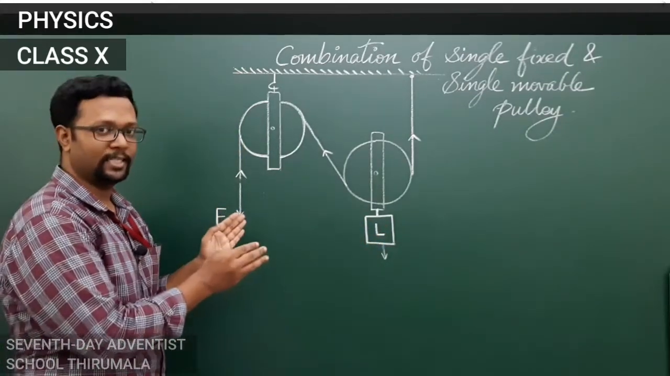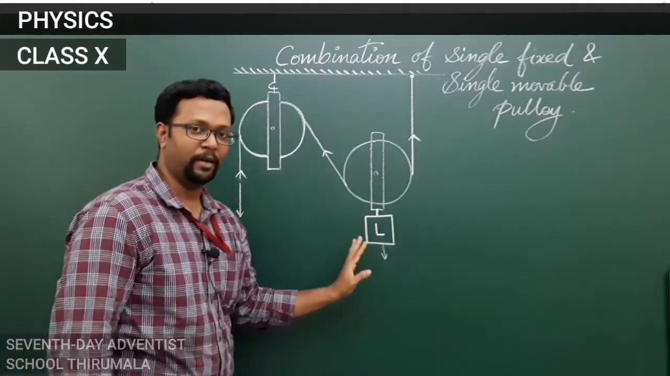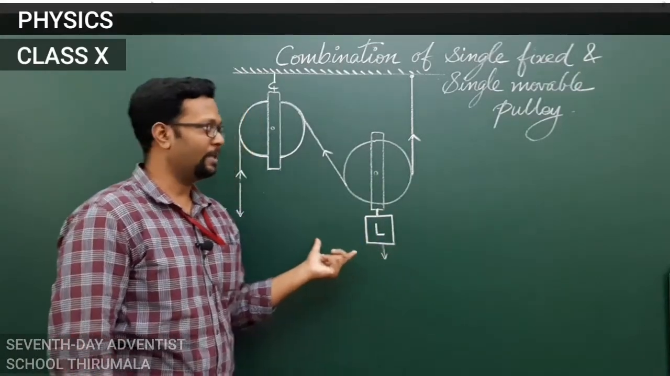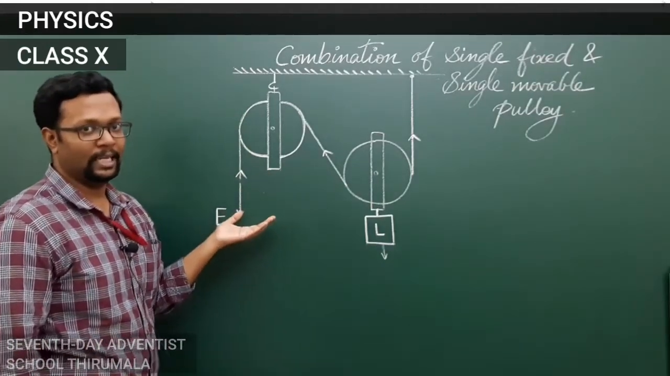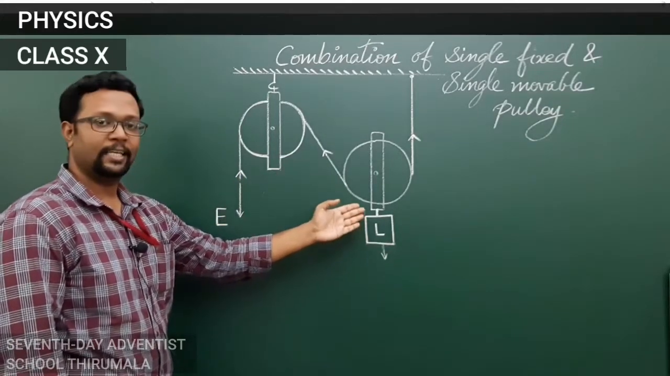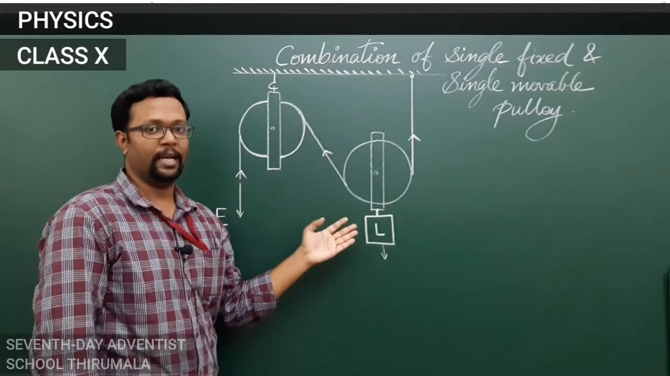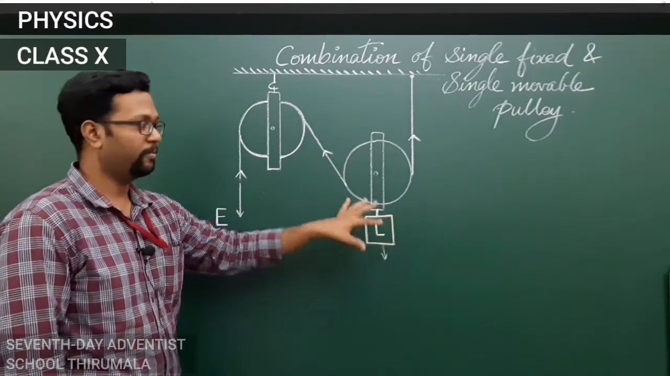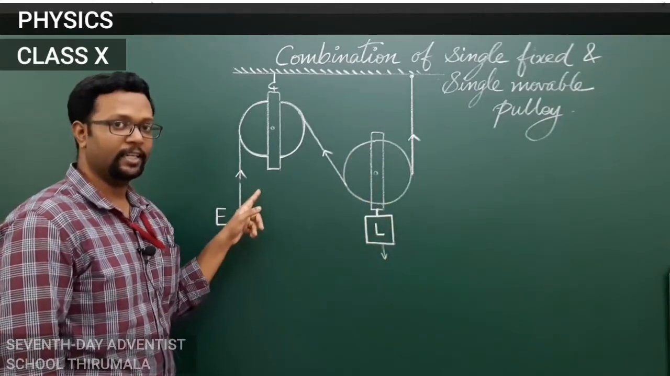Okay, why do we use such a system? We already learned that the mechanical advantage of a movable pulley is 2, and the mechanical advantage of a fixed pulley is 1. So basically a fixed pulley is used for changing the direction, and a movable pulley is used for increasing the mechanical advantage. By combining these two pulleys, we get the advantage of a higher mechanical advantage and also changing the direction.